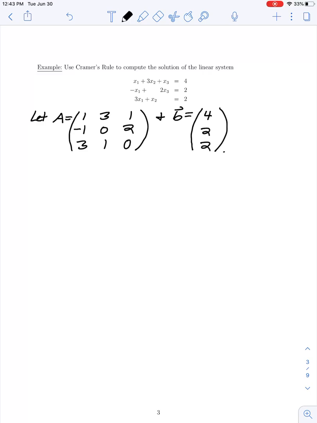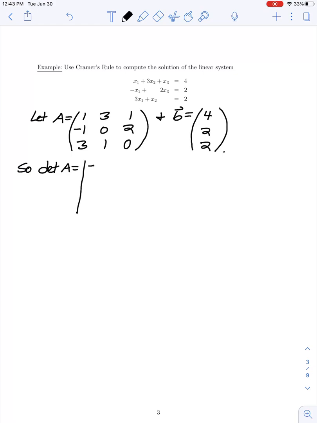So we want to solve our system making use of Cramer's rule, which means that we need to calculate several determinants. For a system of 3 equations and 3 variables, we'll need the determinant of A, and then the determinants of 3 other matrices where we replace one of our columns by the vector b. So let's start with the determinant of A.